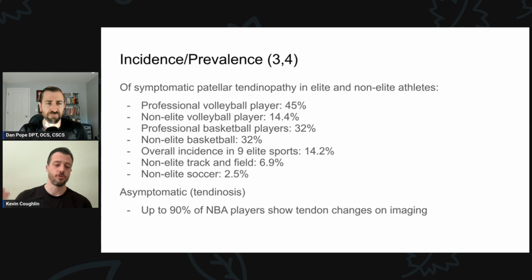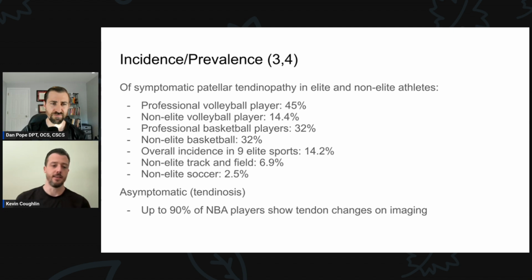So we see that as you're training more, you're getting more and more jumping cycles, you're probably more likely to get this. And then we do see, this is kind of interesting. This study floats around quite a bit if you look at patellar tendinopathy research, but there was a study showing that up to 90% of NBA players show tendon changes on imaging. So that sport, obviously, you're very explosively running, cutting, jumping, really loading the tendon at those high strain rates, and you get degenerative changes to the tendon. And like we said earlier, that doesn't mean you have symptoms, but it seems to predispose you to getting patellar tendinopathy. You're more likely to get it.